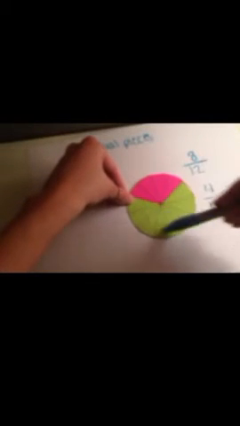Because 4/12 were eaten by my friends. And we know that because 1, 2, 3, 4 out of the whole 12 of these pieces of pizza were eaten by my friends. So that's how you would use an area model to represent a fraction.